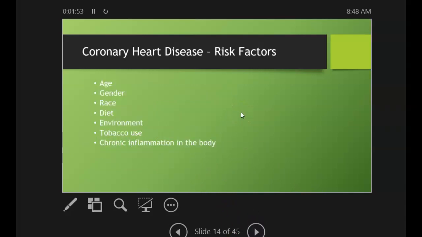So risk factors are staying pretty similar to other cardiovascular diseases. We have age, gender, race, diet, environment, tobacco, and then chronic inflammation. So other causes of coronary heart disease are congenital abnormalities of the arteries and changes in arteries because of infection, an autoimmune disorder, and coronary embolism or a blood clot.